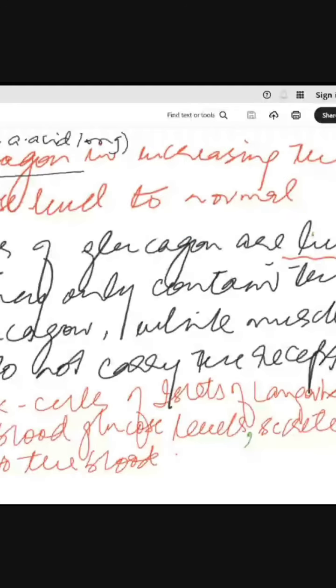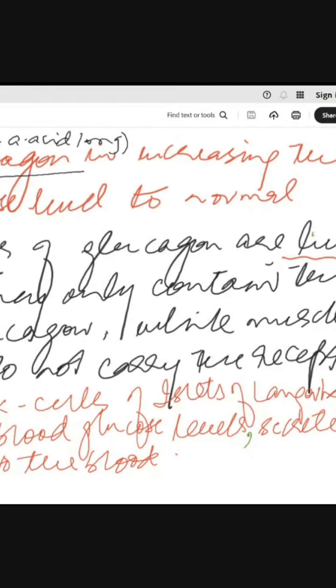Today we are going to talk about the role of glucagon in raising low blood glucose levels, bringing the low blood glucose levels back to normal. How this is achieved through the action of glucagon. First, let me give you a quick repetition about glucagon.